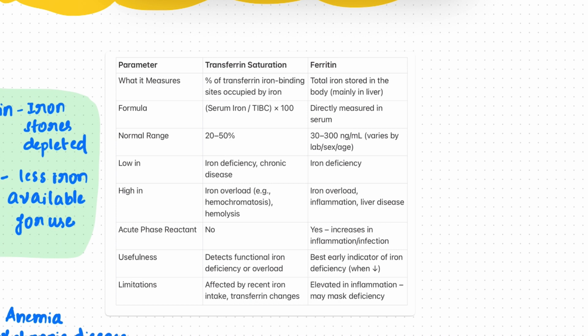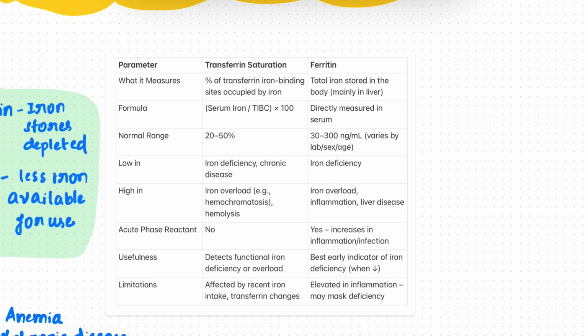The normal range is 20 to 50%. It is low in iron deficiency anemia and also chronic disease, whereas it is high in iron overload, that is hemochromatosis, and also in hemolysis. It is not an acute phase reactant. It is used in detection of functional iron deficiency or functional iron overload. It is affected by recent iron intake and also transferrin changes.